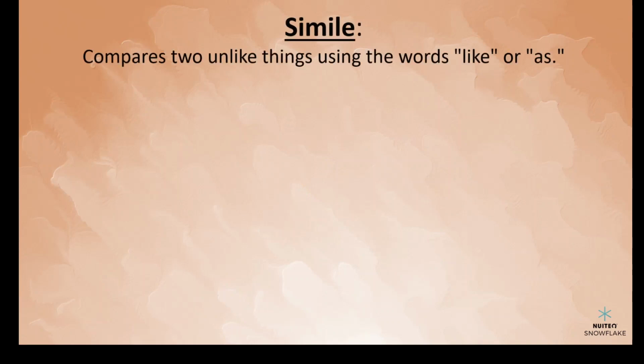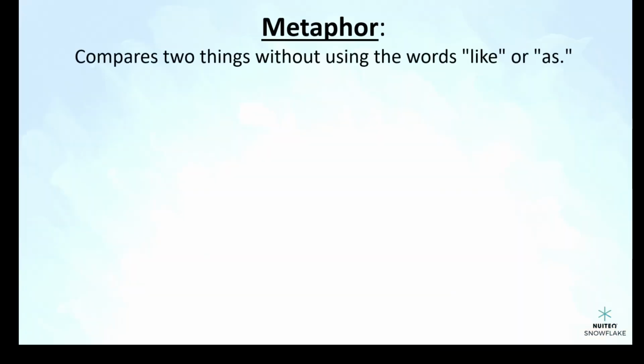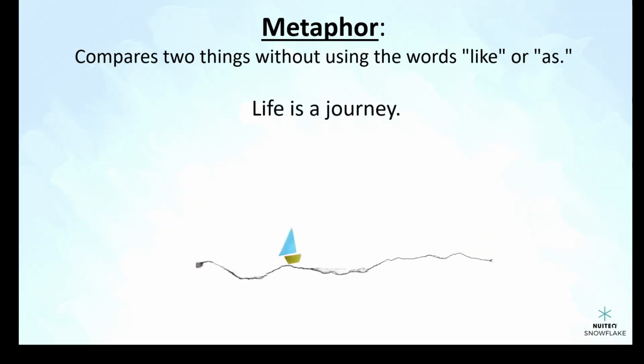Another type of figurative language is simile, which compares two unlike things using the words like or as. For example, her hair was like a waterfall of gold. Metaphor is another form of figurative language which compares two things without using the words like or as. For example, life is a journey.